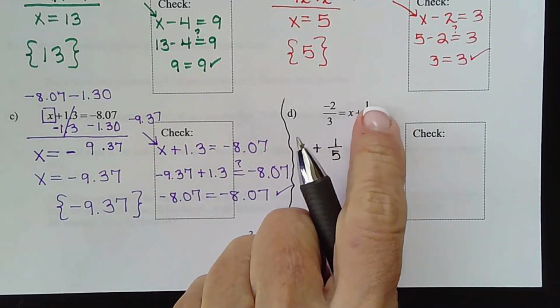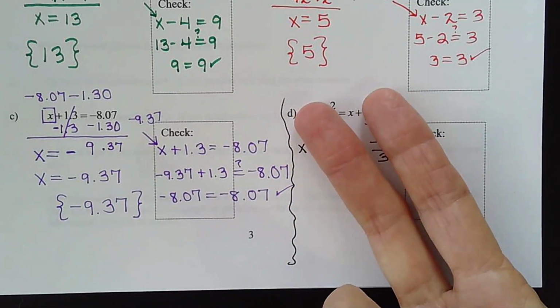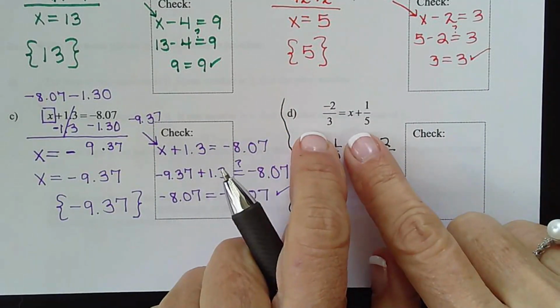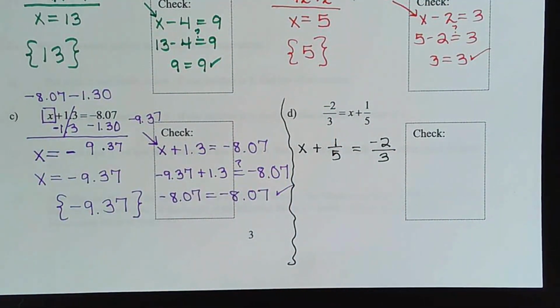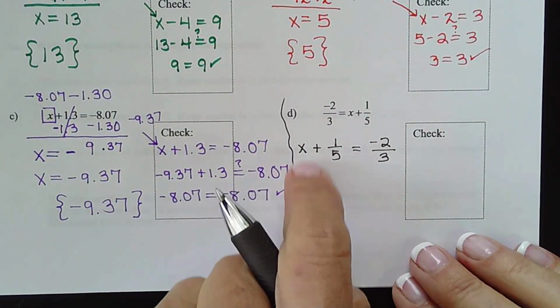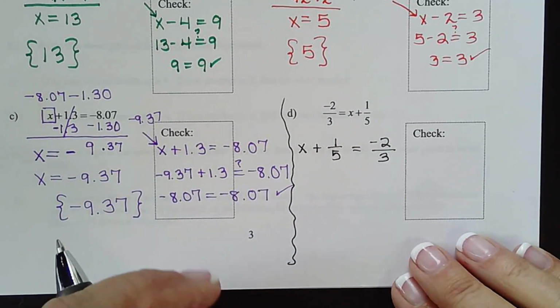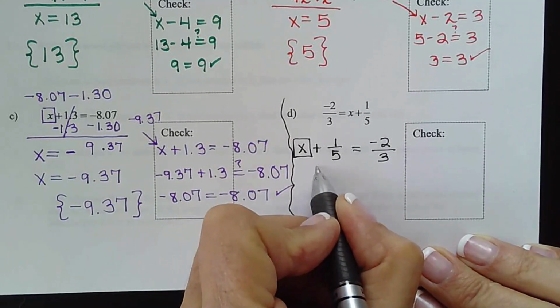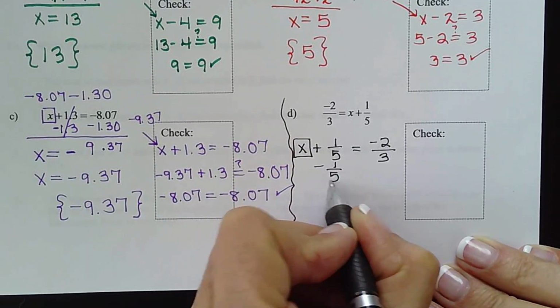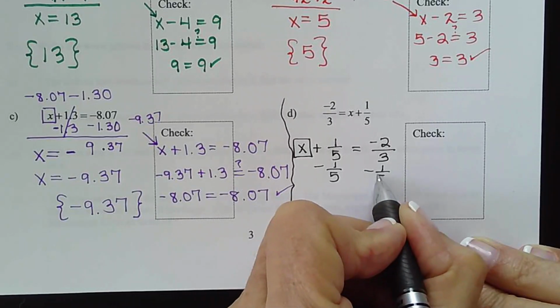So when you flip it, you don't change any signs. You're merely flipping it over because they're equivalent. So it doesn't matter what side they're on, they're going to balance no matter what. But you keep them exactly the same. And then you start your process. I need to get x alone. So I do the opposite, minus 1/5, minus 1/5.